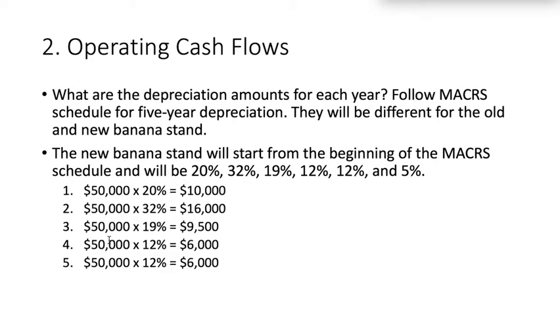Okay, but we have to take into account taxes. In order to do that, we have to take out depreciation. So we have to calculate the depreciation amounts for each year. And all that entails is taking the purchase price of the asset, multiplying it by the amount of depreciation according to the MACRS schedule. So if we look at the depreciation amounts for the new banana stand over the coming 5 years, then that's going to be, for each year, 50,000, which is the investment and cost of the asset, multiplied by the depreciation per year. And so we get the numbers right here.